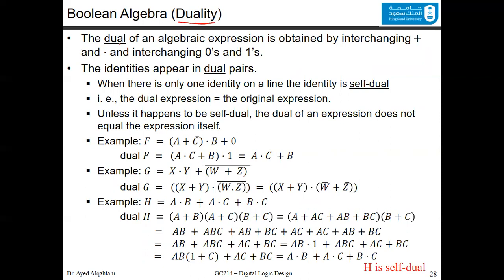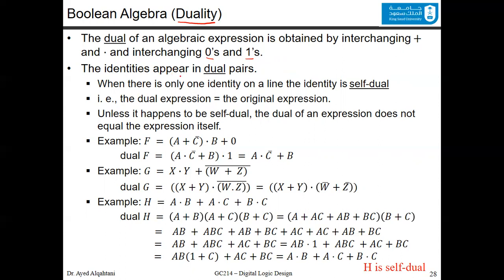The dual of an algebraic expression is obtained by interchanging the AND and the OR, and also interchanging the 0s and the 1s. This is the only change that you are making. Any OR, you change it to AND and vice versa. Any 0, you change it to 1 and vice versa. But you don't change the bars. The bar stays the same.